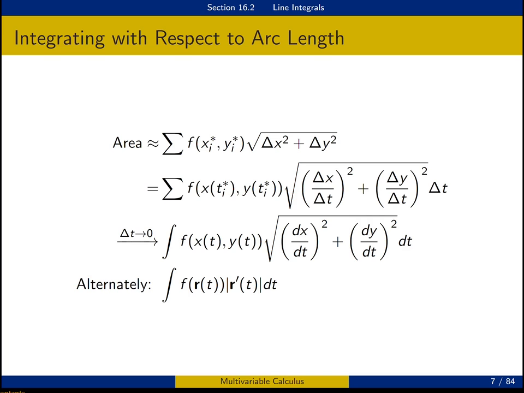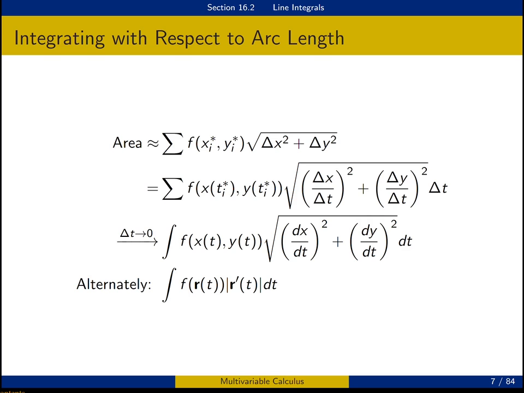In order to get this into something that we can actually integrate, we'd like to write this as a function of t for our particular parameterization of the curve. What we do with f is straightforward. We replace the xi and the yi with x of t and y of t for a particular t. In order to make this into something we can integrate with respect to t, we can factor out a delta t squared from inside the square root.